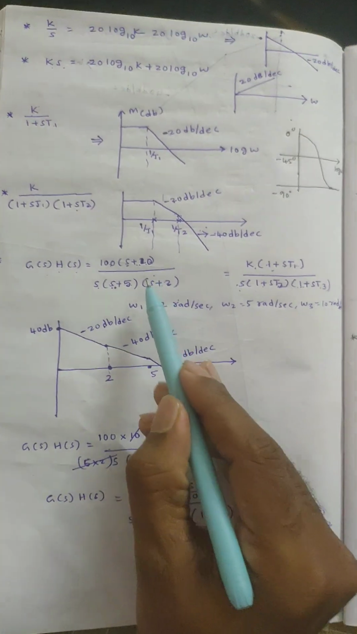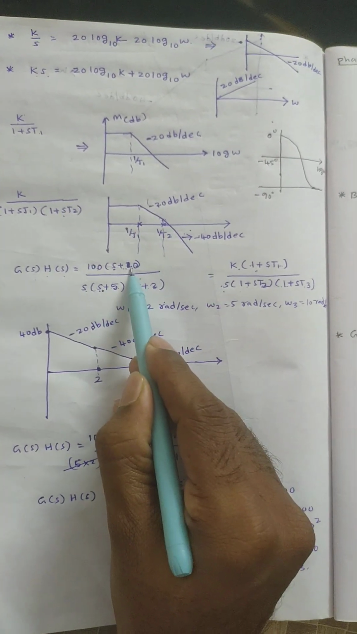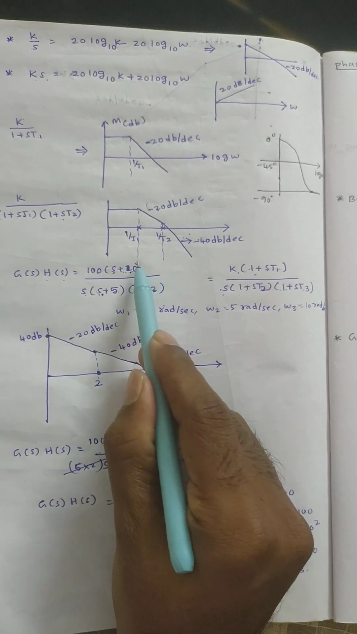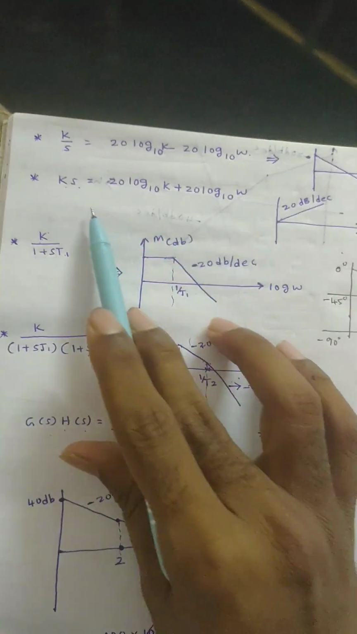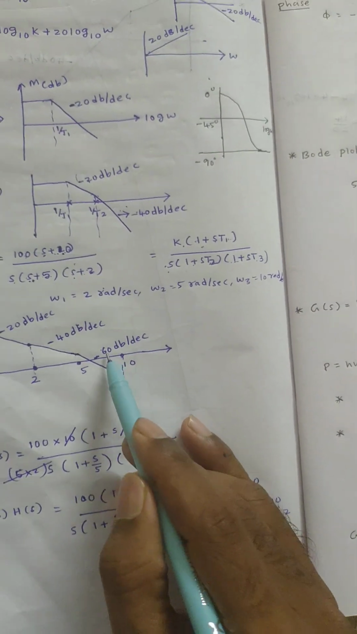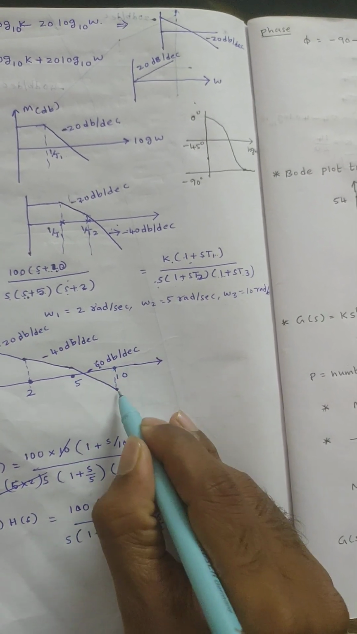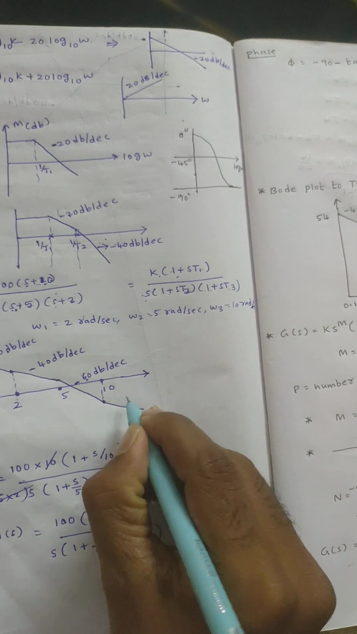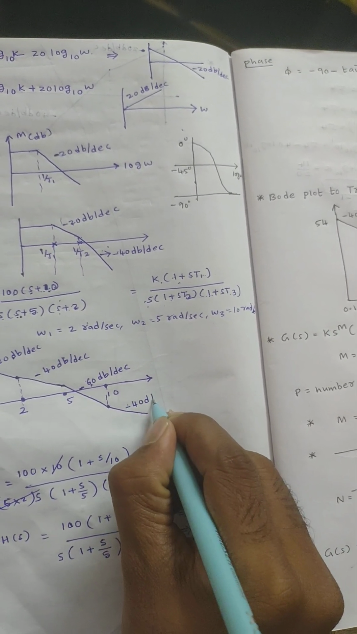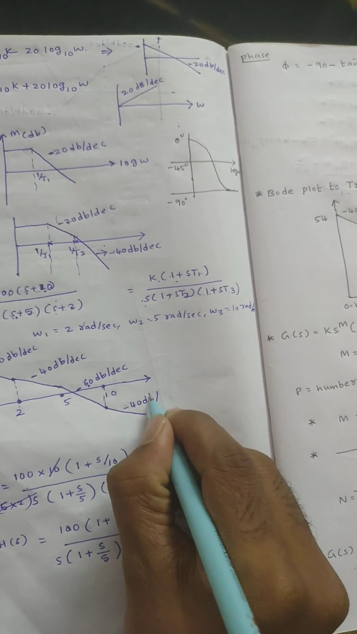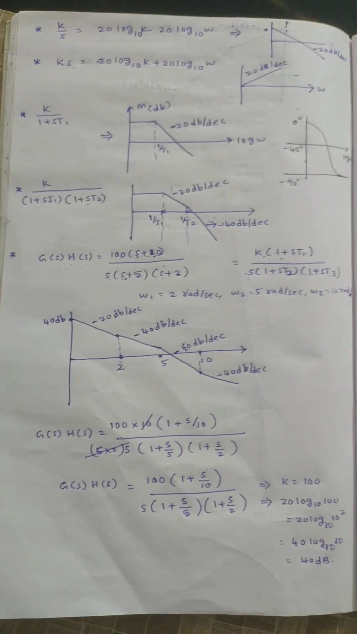Next, at s is equal to 10, omega is equal to 10. What is here? It is a zero, right? A zero means increasing slope, that is plus 20 dB per decade. Here we have minus 60 dB per decade. Then the resultant slope is minus 60 plus 20, minus 40 dB per decade. In this way we can plot the Bode plot.